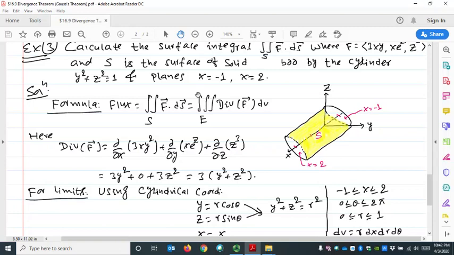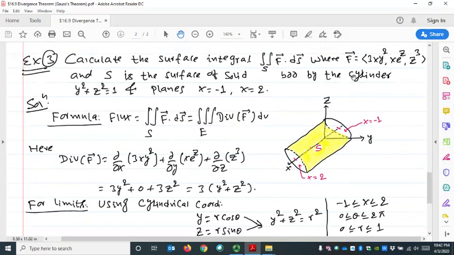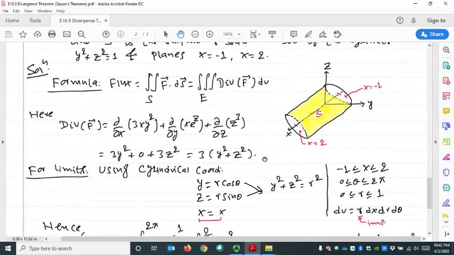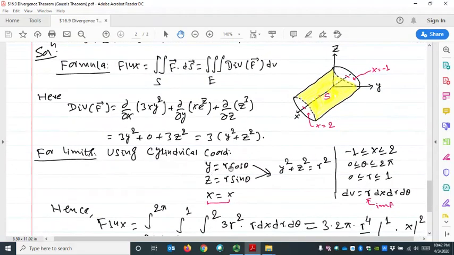Great. So let's start. First compute the divergence of vector field F. Our vector field F is given here. Divergence of F means nabla dot F. Then this computation gives us 3(y² + z²). Then use cylindrical coordinates: put y = r cos θ, z = r sin θ. Square and add them, y² + z² = r², we can put this one later here, and x is x itself.